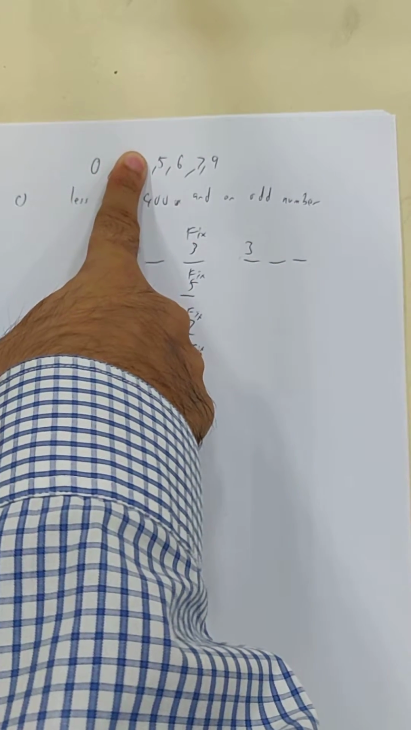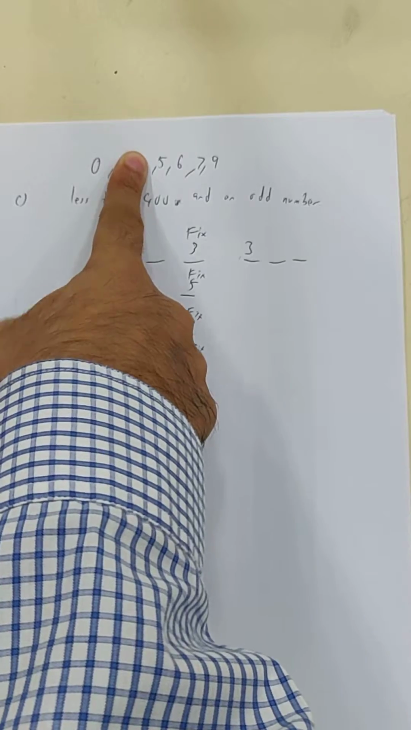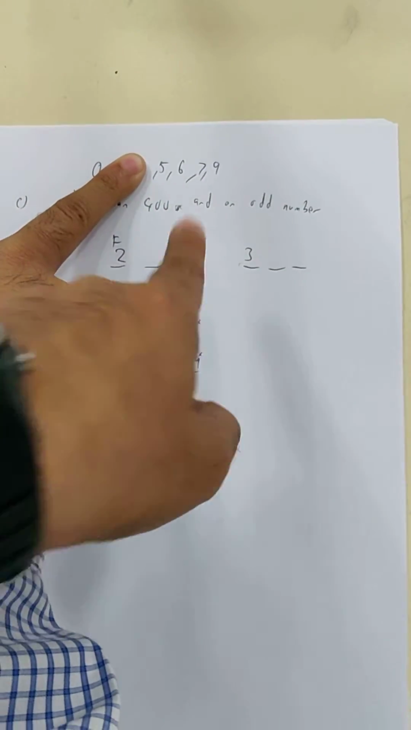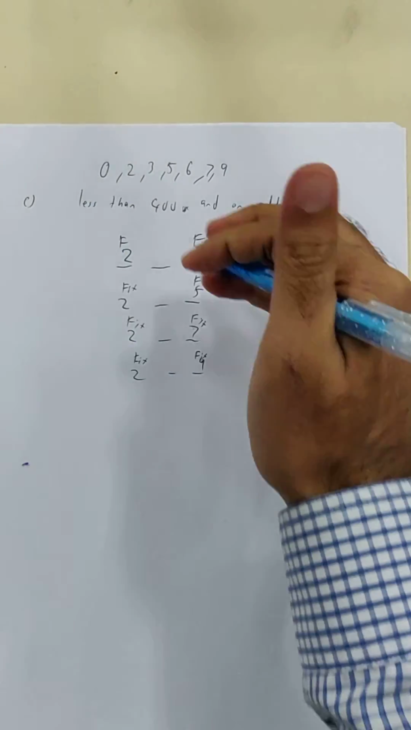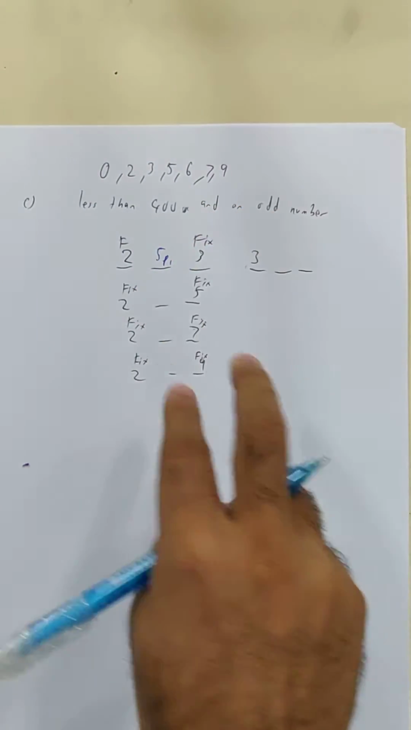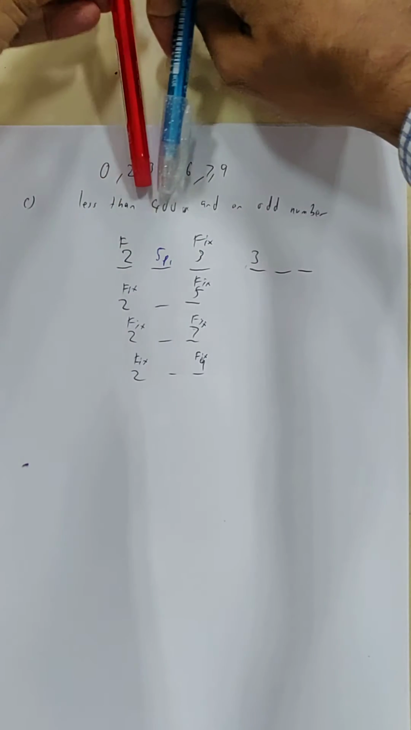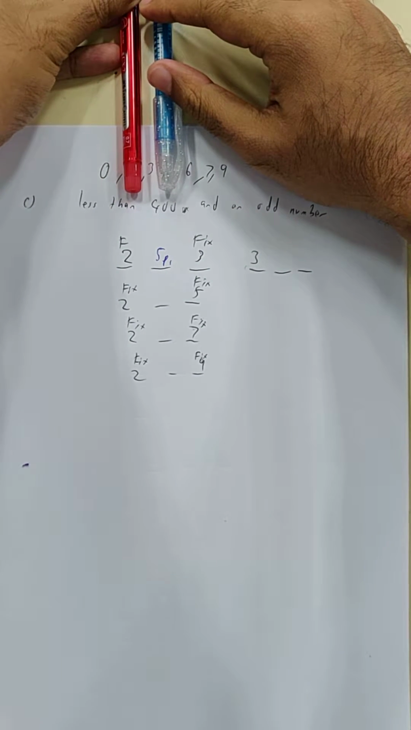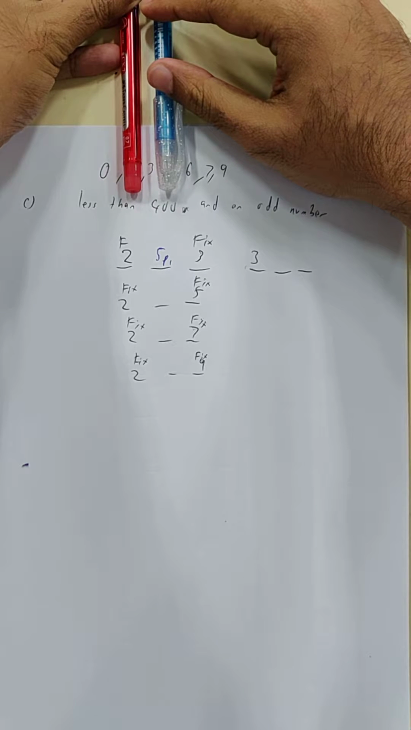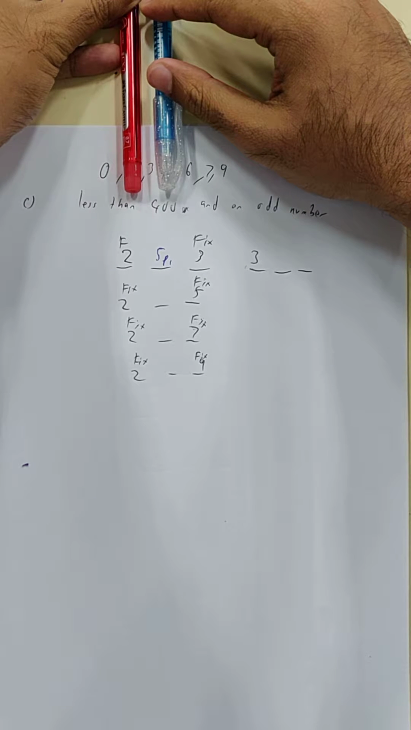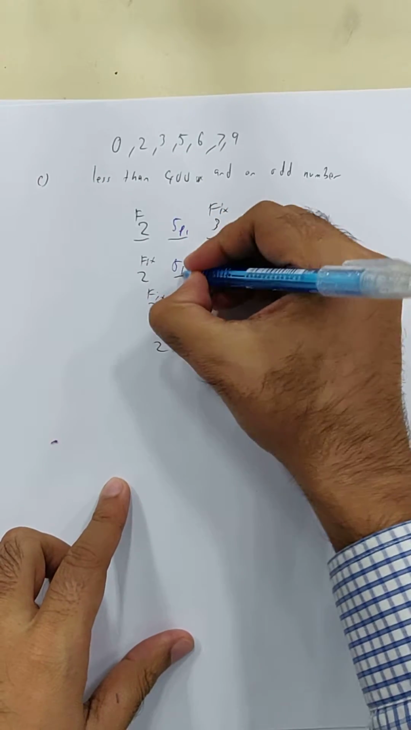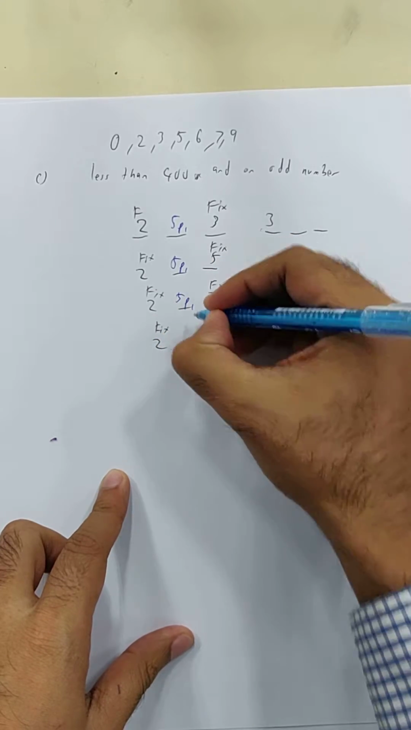How many numbers do I have there? 0, 5, 6, 7, 9. How many places do I have here? So 5P1. Okay, if 2 and 5 has been selected, how many numbers do I have left there? Still 5, 0, 3, 6, 7, 9. How many places do I have left? 1, 5P1. So it's the same thing over and over again.